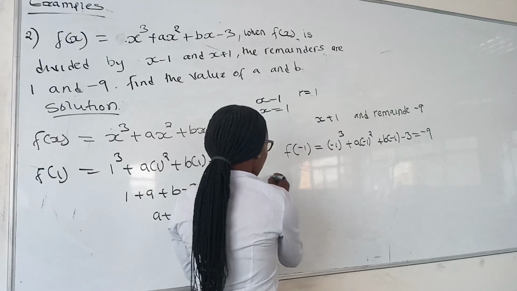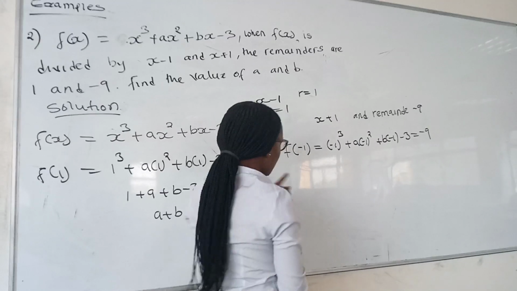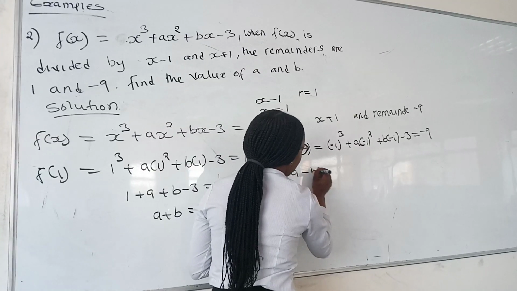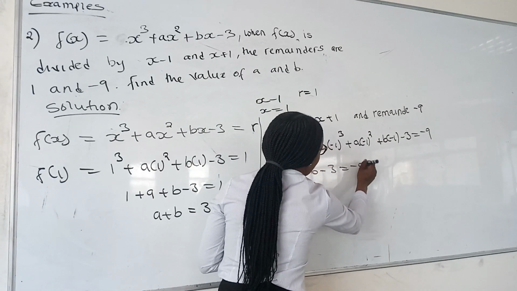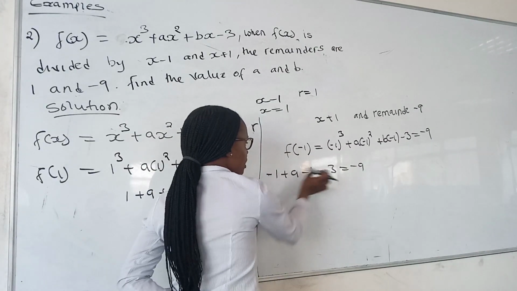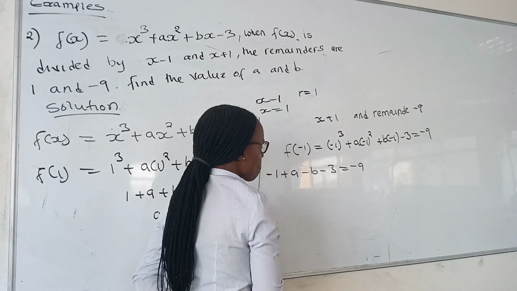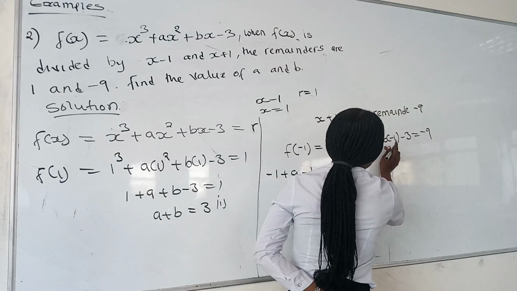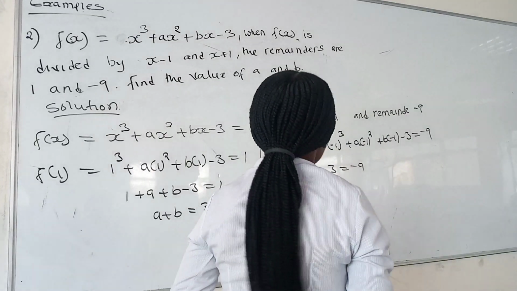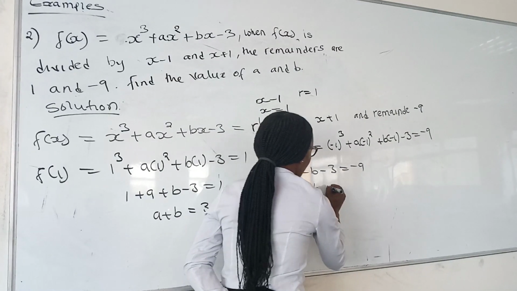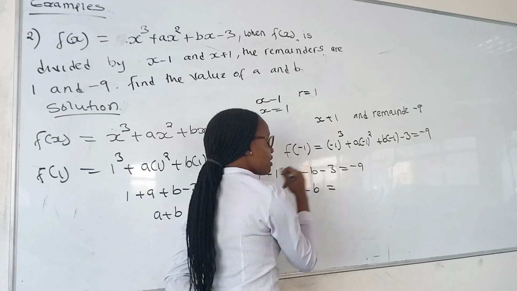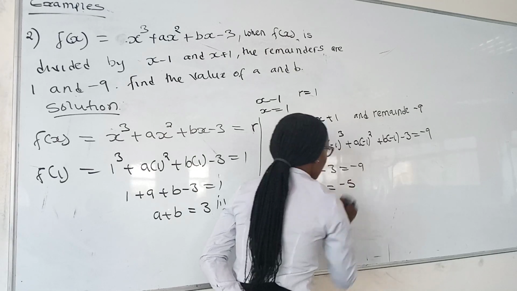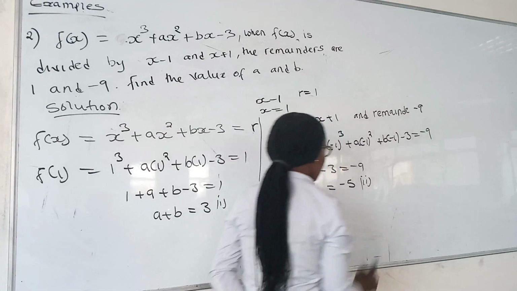So here we're going to have negative 1 plus a minus b minus 3 equal to negative 9. From here, this and this gives us negative 4. We're on the right track. So a minus b is equal to, this and this gives us negative 4, but when it crosses the equal sign it becomes positive, which gives us negative 5. We'll call this our second equation.